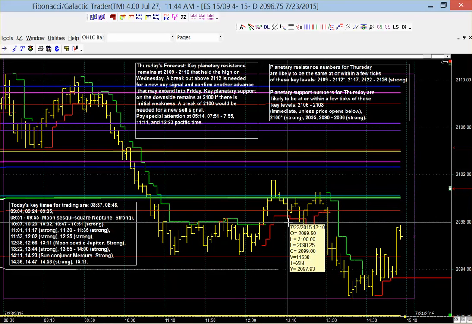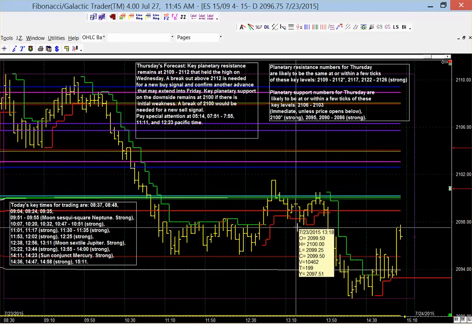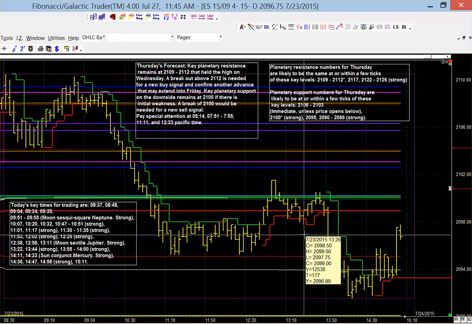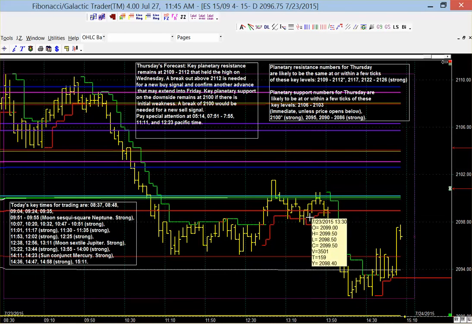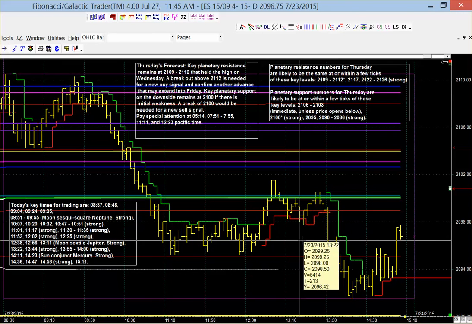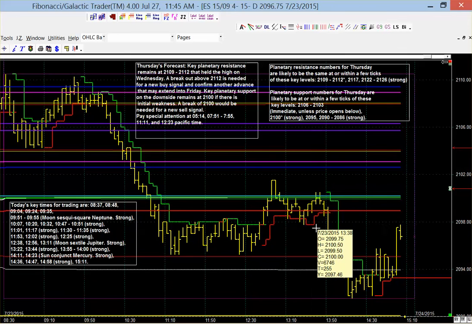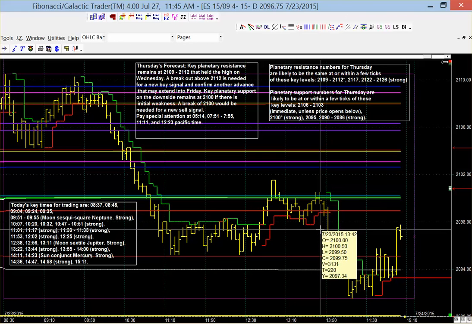We got a minor move down at the Moon-Jupiter sextile, which is a strong time. We tested 2100 and came down, and still trading below 2100. Now here's the next setup. The 13:22 time was an intraday bottom of this minor consolidation. We started to turn up again. We test 2100 at the strong 13:44 time, you see that?